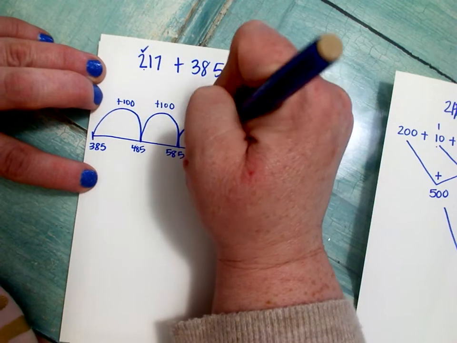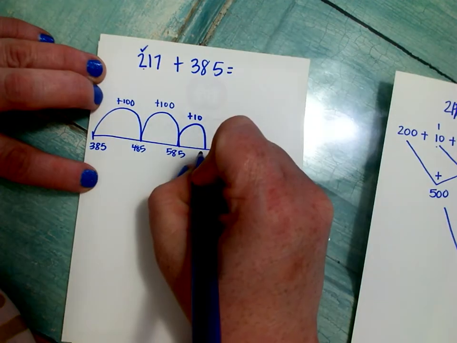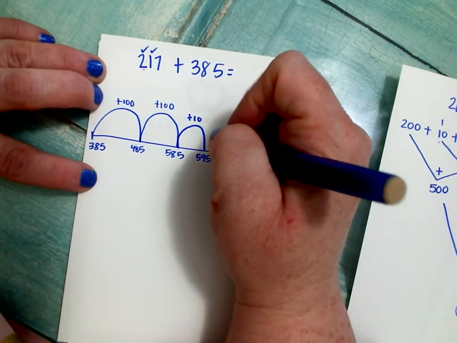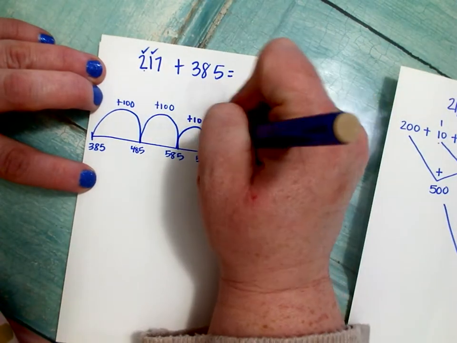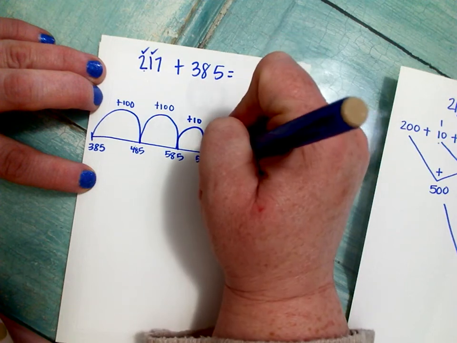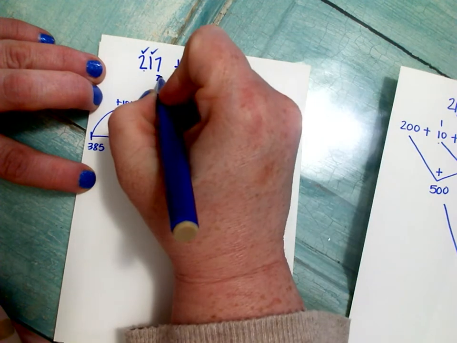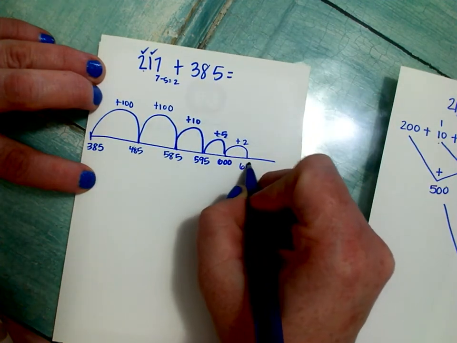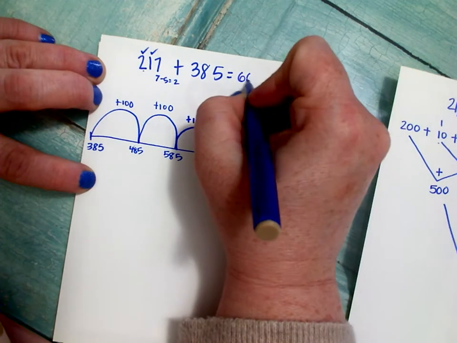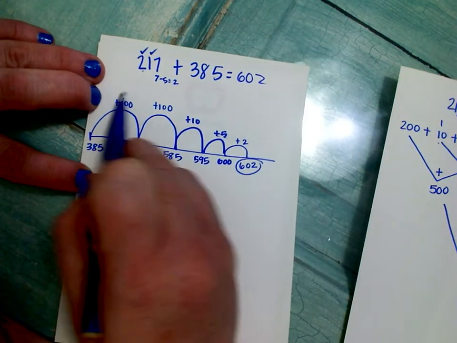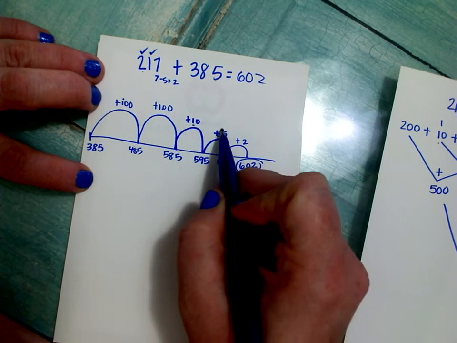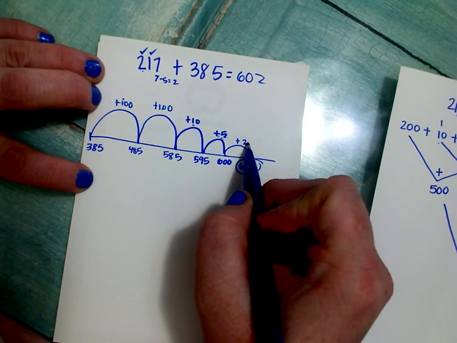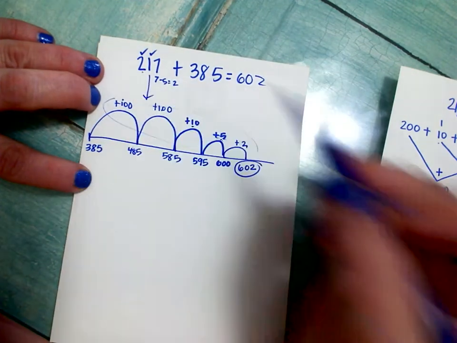Now I'm going to add 10, and that is 595. So I've added my 10, and I'm going to add 7. Now some kids can't just add 7, so they might say plus 5, and that would get them to 600. So 7 minus 5 equals 2. And then they might say plus 2, so that's 602. And that's my answer. And I would double check that I said 100, 200, 210, 215, 217. So I double check that I added this number.